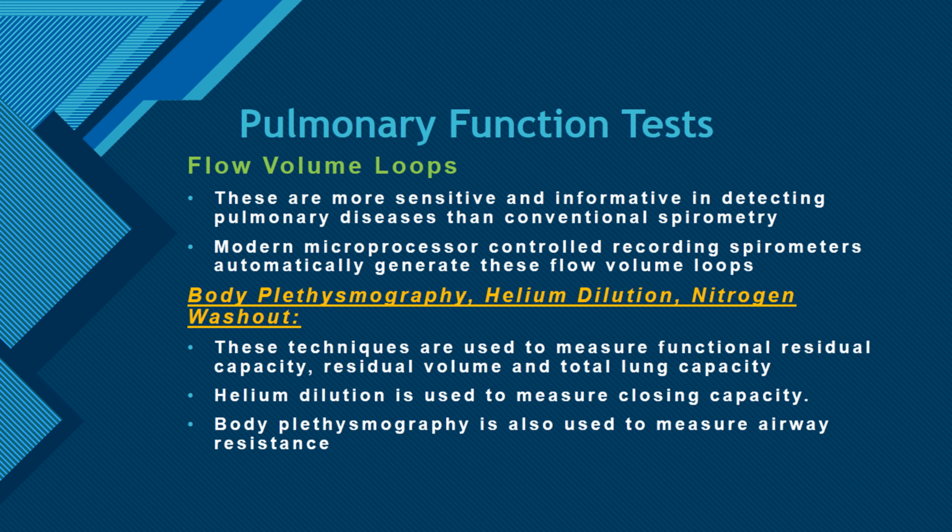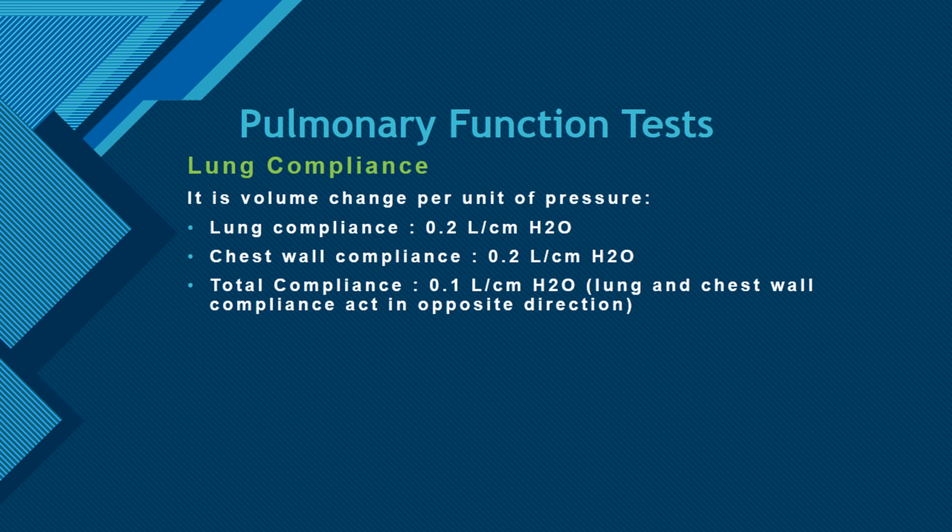Normal is 2.5 centimeters. Lung compliance. It is volume change per unit of pressure. Lung compliance 0.2 liter per centimeter H2O. Chest wall compliance 0.2 liter per centimeter H2O. Total compliance 0.1 liter per centimeter H2O.